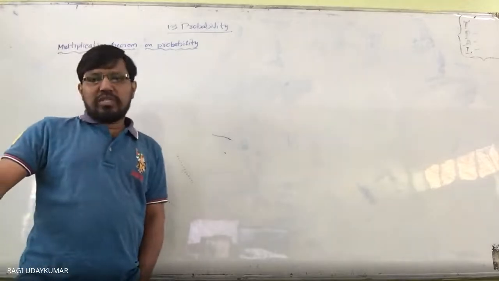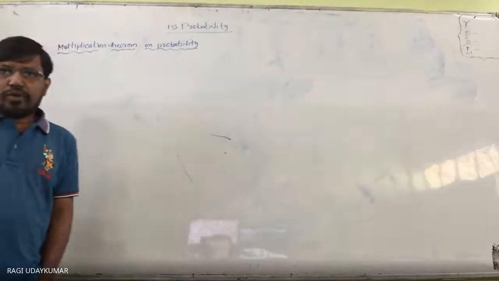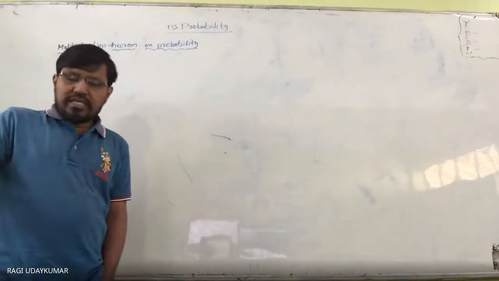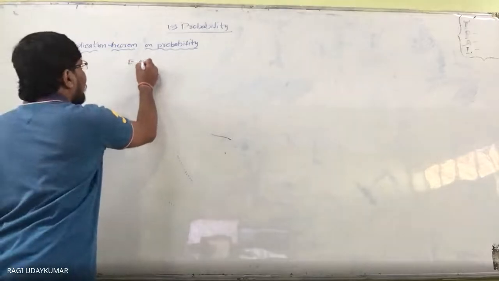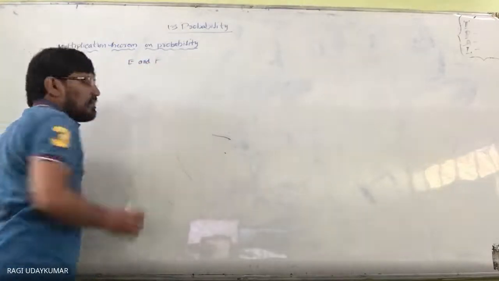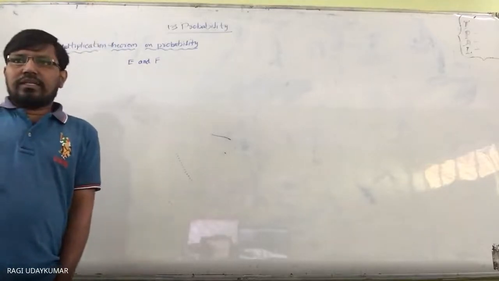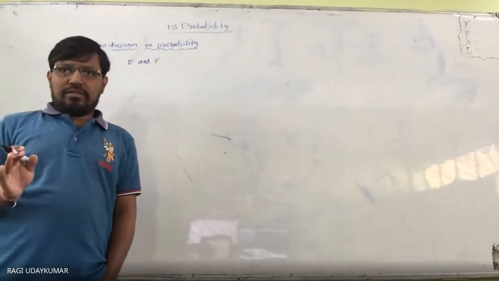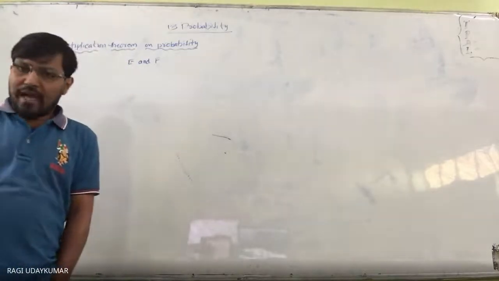So, the multiplication theorem in probability. The multiplication theorem is simply this: whenever you take two events, let us consider the two events E and F, associated with the sample space S. The set E intersection F denotes the event that both E and F have occurred.